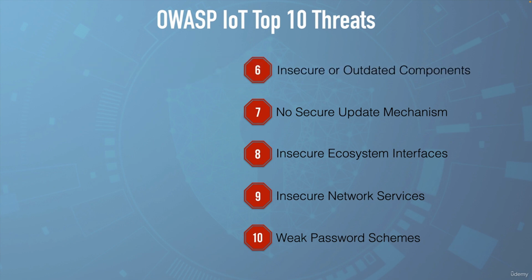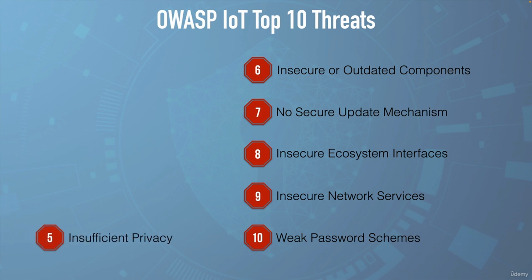Next, we have insecure or outdated components. We've talked about the large number of devices that are now being attached to the Internet of Things, and oftentimes this is done quickly to try to meet market demand. And sometimes that's done with third-party software or open source software, or even third-party hardware components that may be compromised or that may be at risk. So these components would include both the hardware and the software.